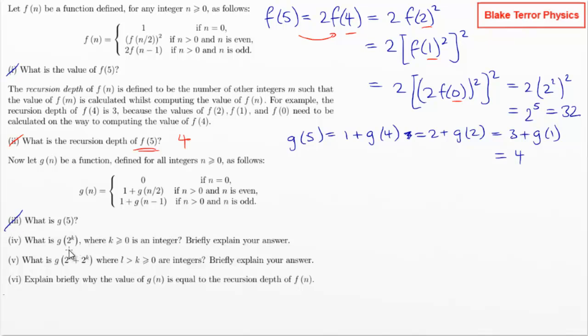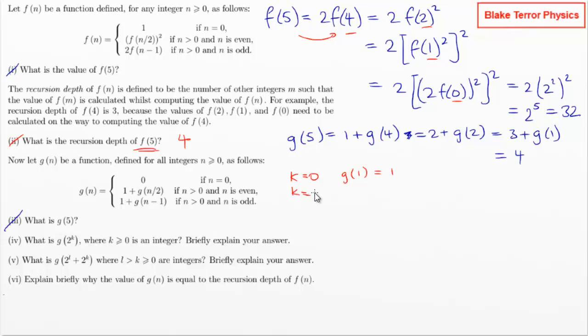What is g of 2 to the k, where k is greater than or equal to 0? So that's certainly greater than 0 and even. Well, unless k is 0, in which case it's the one at the bottom. So what's going to be happening with this? Let's try out some values, get a flavour of what's going on. So k is equal to 0. That will mean that we've got g of 1, that's the bottom one, isn't it? Which is just 1.